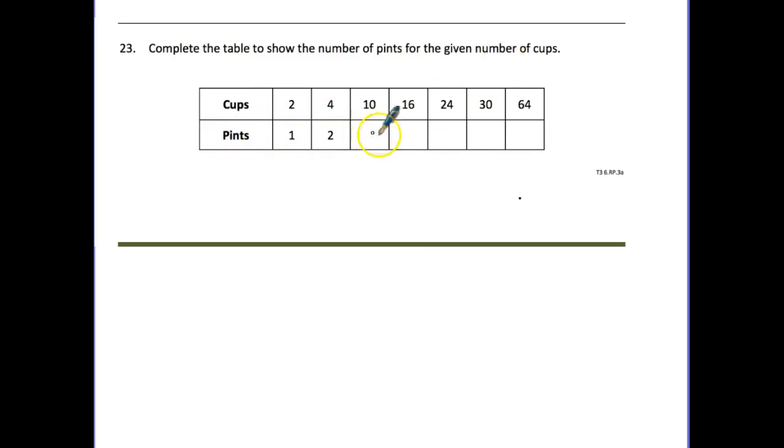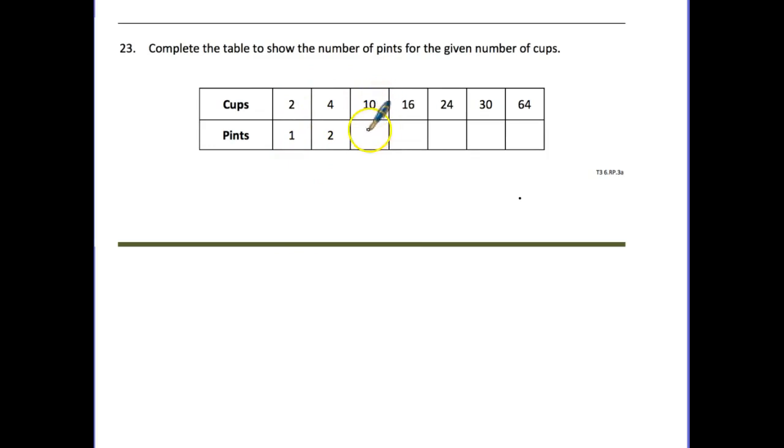Okay, so I'm looking at my cups and my pints. And I'm looking at 2, and then I have a 1, 4, and then I have a 2. So I'm thinking, what did I do with the 4 to get a 2? Or what did I do with the 2 to get a 4? And if I'm going from pints to cups, then I would be multiplying. If I'm going from cups to pints, I would be dividing. And if I'm dividing, I'm taking this number and I'm getting half of what that number is. Half of 2 is 1. Half of 4 is 2.